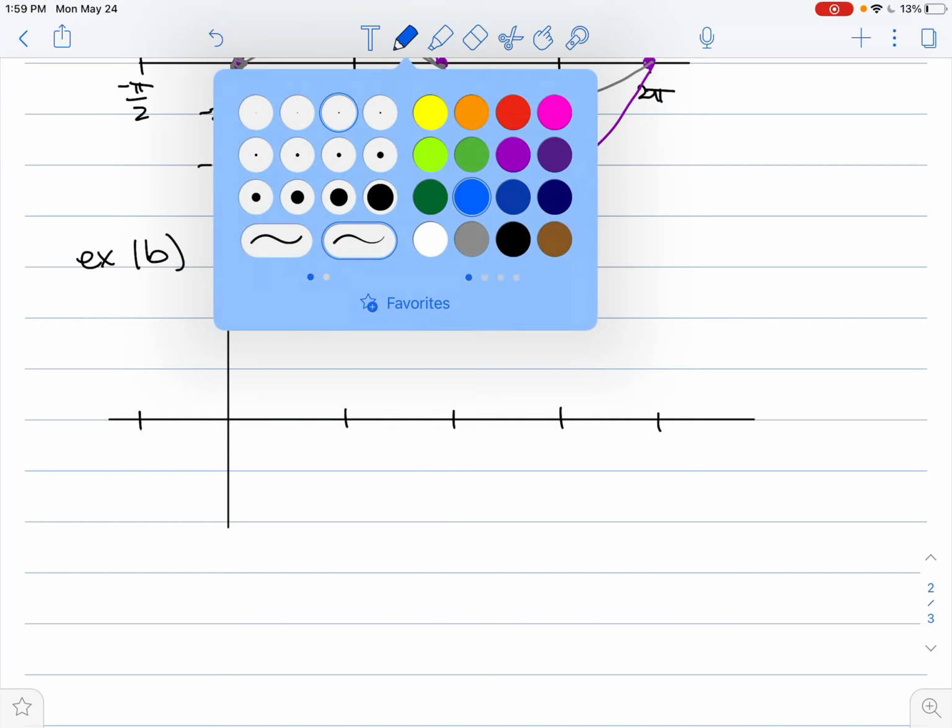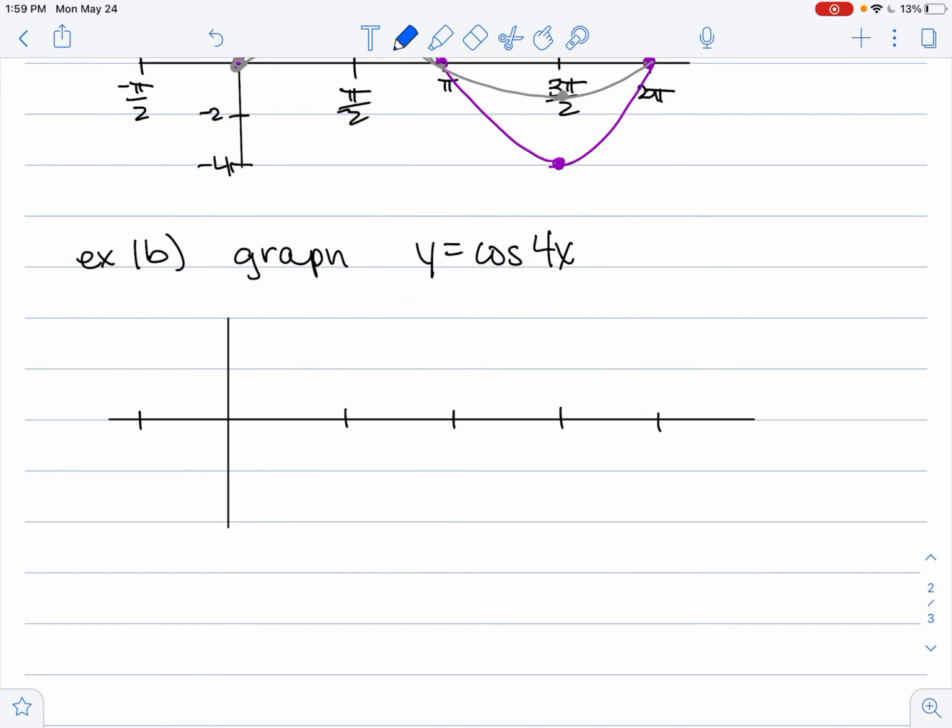Now for this one, we're looking at y equals cosine 4x. So this is y equals, remember, a cosine bx. So remember, a is 1, so the amplitude is going to be 1. And the b is 4. So if b is 4, that tells me for cosine, a typical period is 2 pi, and we're going to multiply it by 1 over whatever b is. Well, 2 pi times 1 over 4 is really 2 pi over 4, which can reduce to pi over 2.